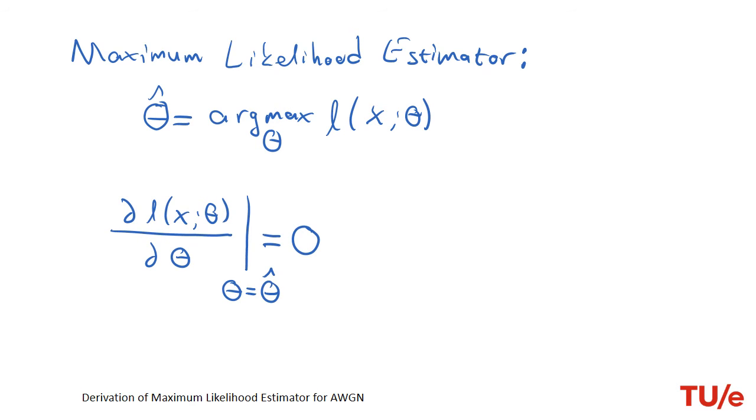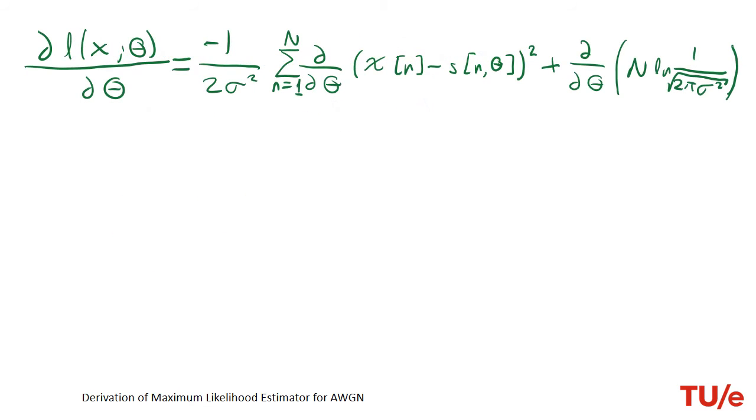This also means that if we take the partial derivative of the likelihood function with respect to the parameter theta and evaluate that partial derivative at the maximum likelihood estimate theta hat, we must obtain 0. So let's take the derivative. The derivative function is distributive over addition, so we can write the derivative of the log likelihood function as you see on the screen.